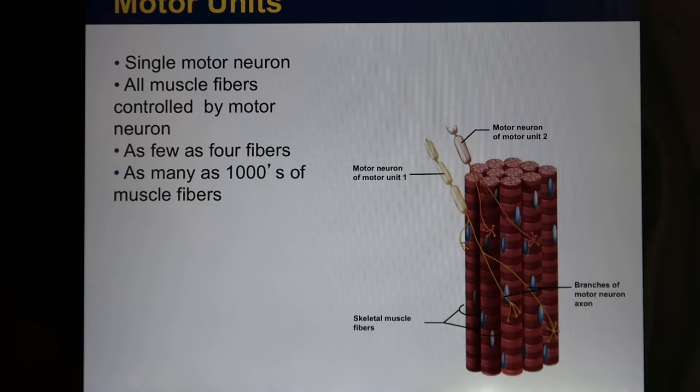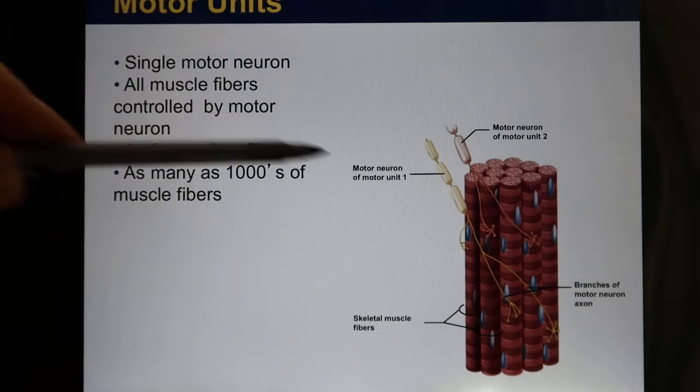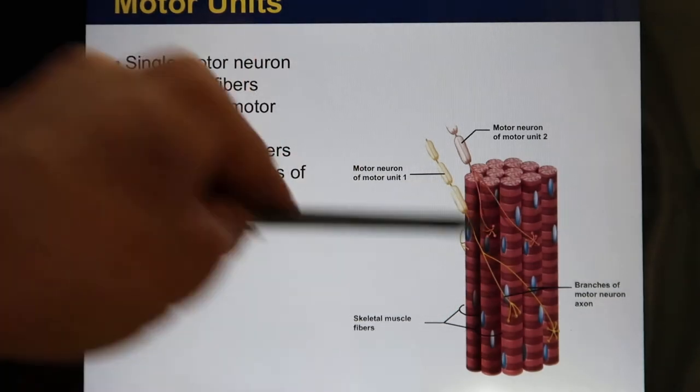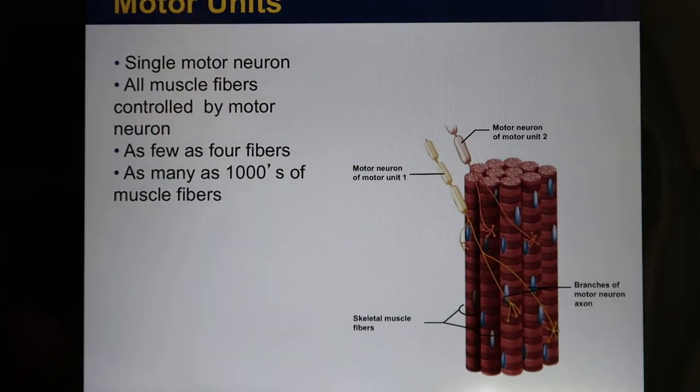Okay, so what's a motor unit? That's the muscle fibers connected with all the fibers they innervate. You can have a big motor unit. They are ready to produce a big power. You can have a small motor unit. They are good for fine-tuning control.